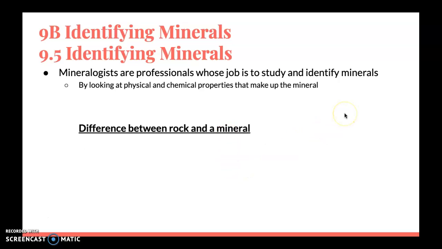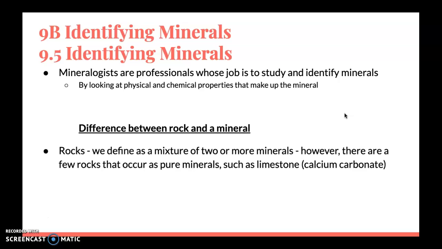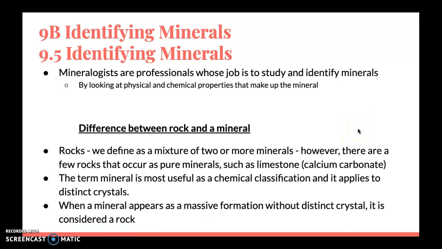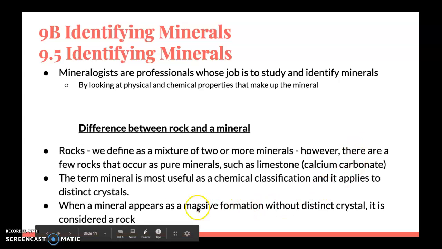The differences between a rock and a mineral. So rocks we define as a mixture of two or more minerals. However, there are a few rocks that occur as pure minerals, such as limestone, which is calcium carbonate. The term mineral is most useful as a chemical classification, and it applies to distinct crystals. When a mineral appears as a massive formation without the distinct crystal, it's considered a rock. So here we can tell that if it doesn't have that distinct crystal formation, it's a rock.